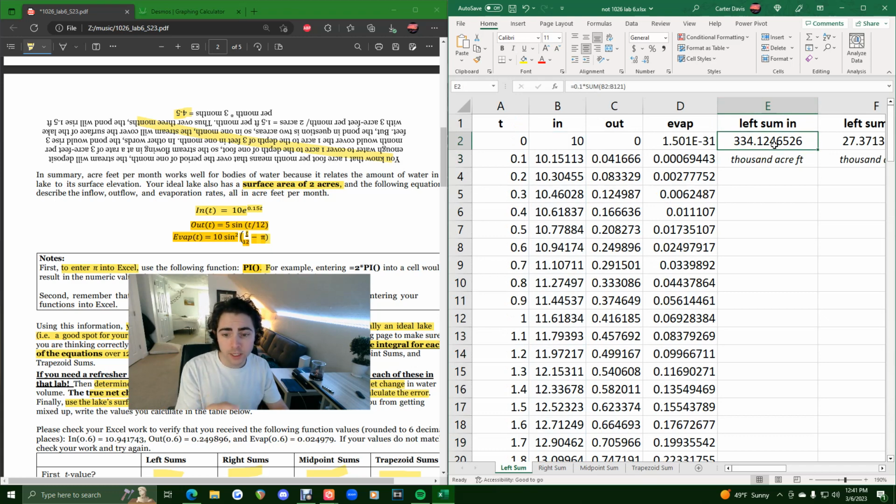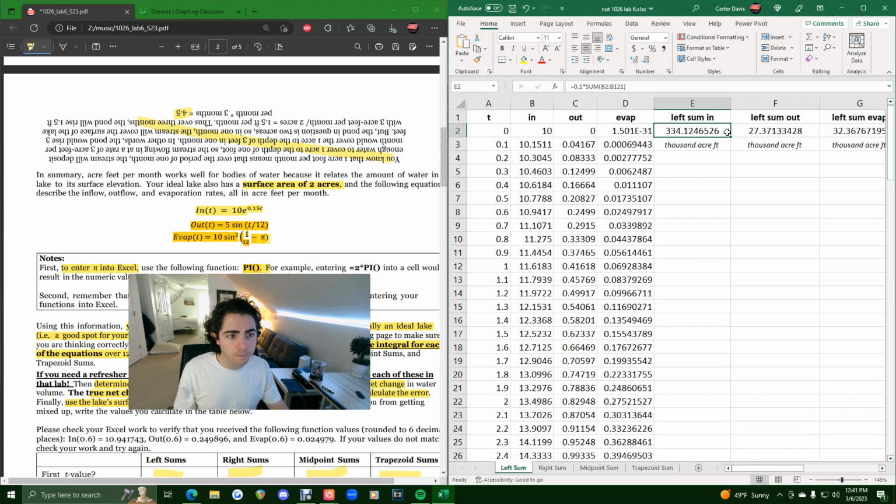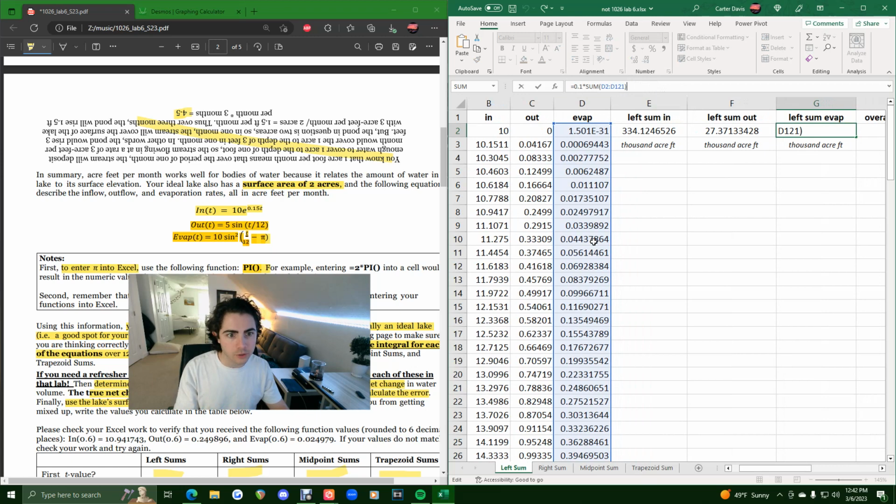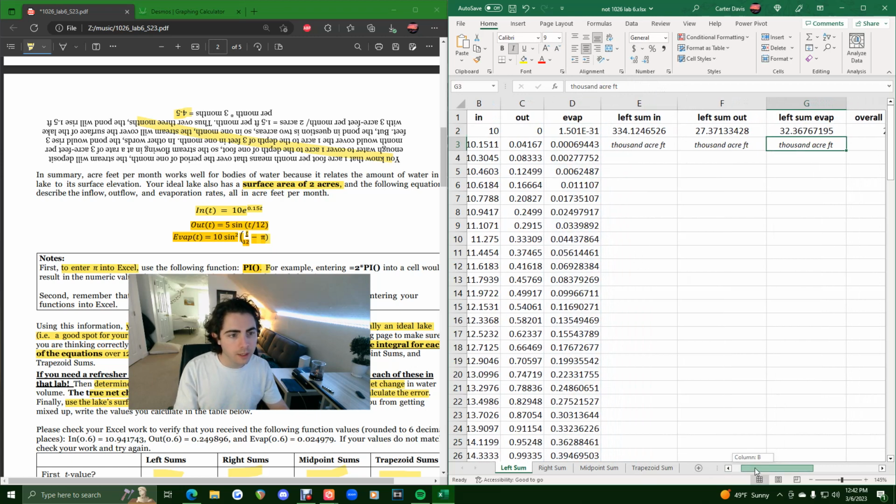Once you have this equation input right here, you can actually drag this across, and it'll complete those 2 cells there because it'll repeat the same idea for the left sum out for the out column, and likewise it'll repeat the same left sum formula for the evaporation column. All right, so in, out, evaporation. And I went ahead and put the units here in case you were curious. Oops, 1,000 acre feet. Okay.